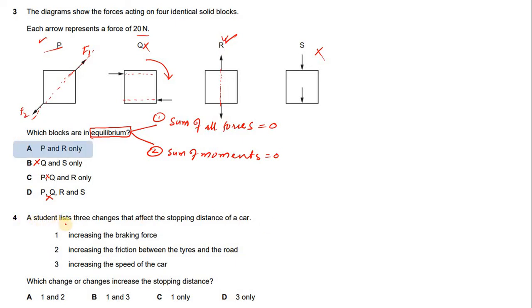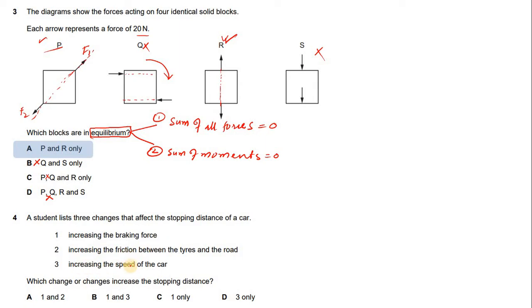Question number 4. A student lists 3 changes that affect the stopping distance of a car. Number 1, increasing the braking force. Number 2, increasing the friction between the tires and the road. Number 3, increasing the speed of the car. Which change or changes increases the stopping distance? Of course, if you increase the braking force, then the stopping distance will be less. The car will be stopped quickly. Increasing the friction will cause the car to stop quickly, so less stopping distance.